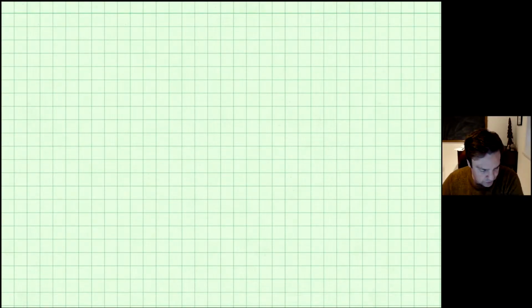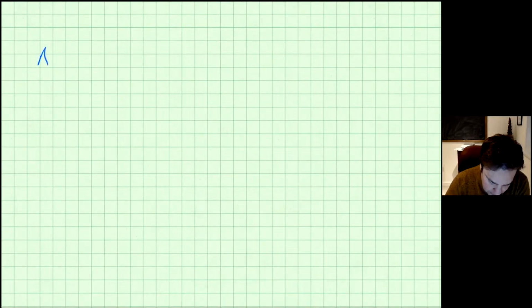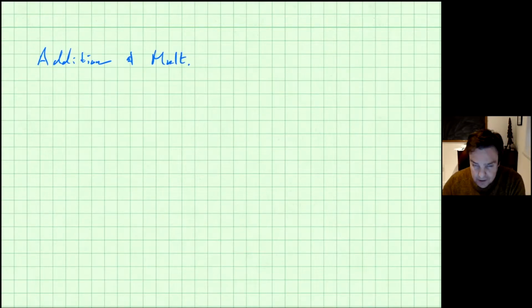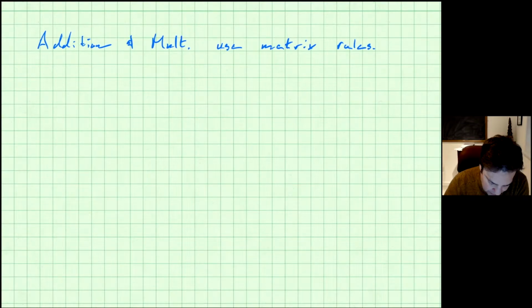So with this definition, we can carry over the rules for addition and multiplication from matrices. Addition and multiplication, either by other matrices or vectors or by scalars, use matrix rules. Because as far as we're concerned, these are matrices. And so, for example, what that means is that addition looks like this.